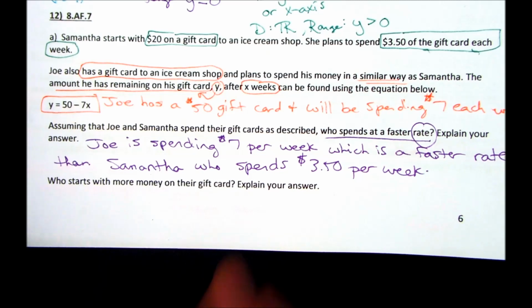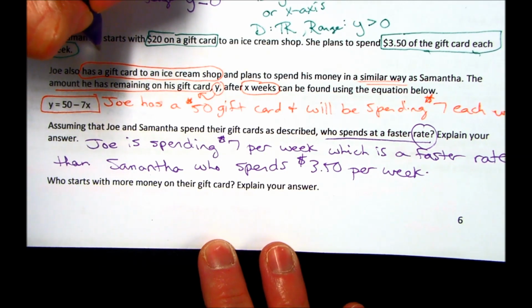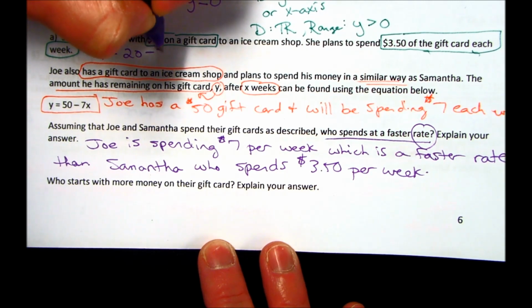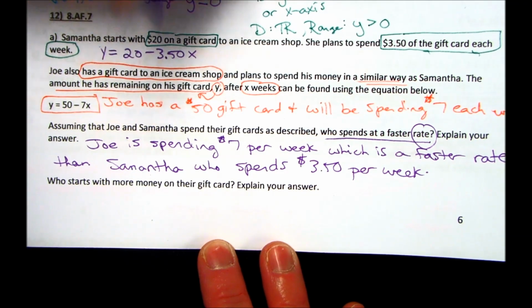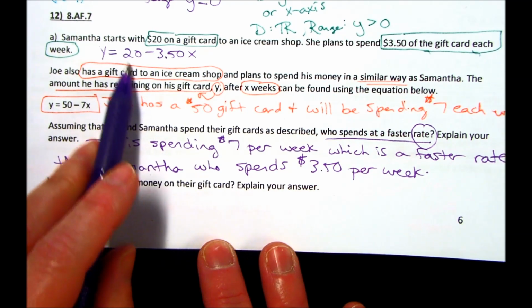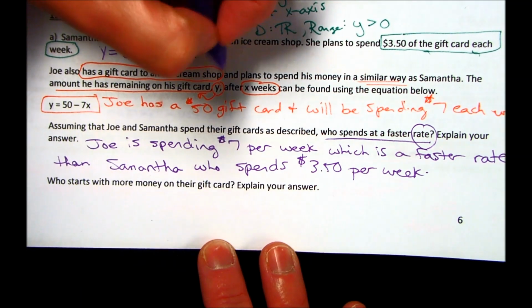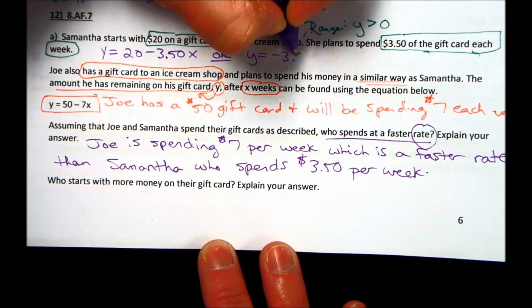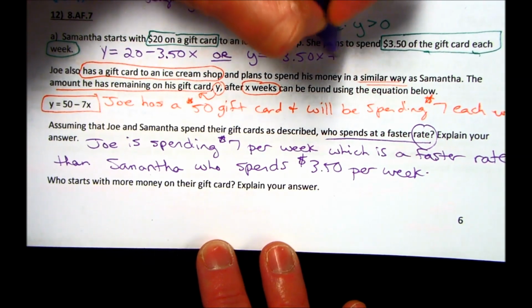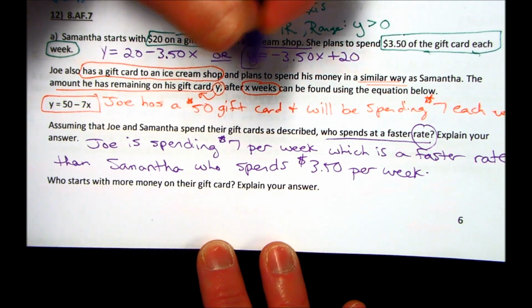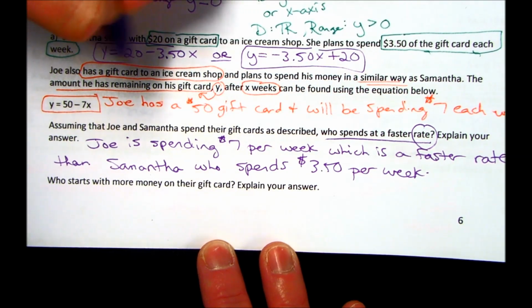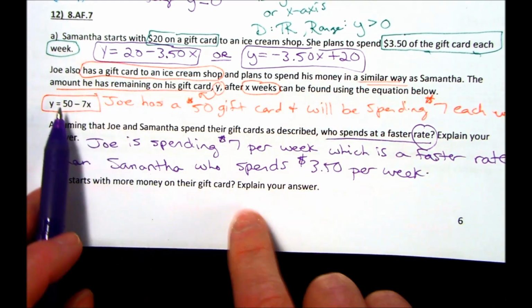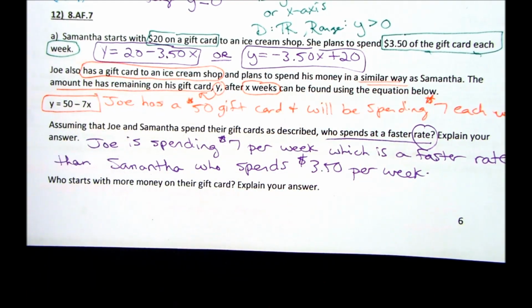If we were to write an equation for Samantha, the equation would be Y equals 20, which is your starting value, minus 350x, or minus 350 per week. So again, you could rewrite it. You could put the negative 350x first and then plus 20 so that it's in slope-intercept form. But either way, it still represents the same thing. So 20 is your constant either way, and 50 is your constant here. So those are your starting values.